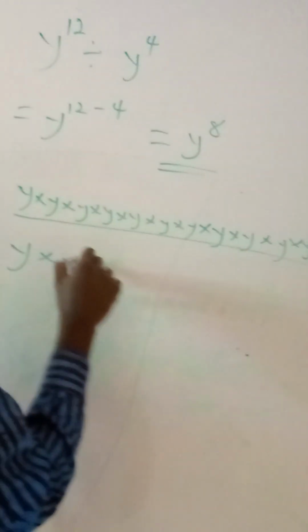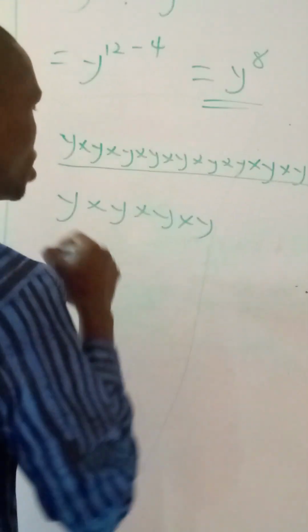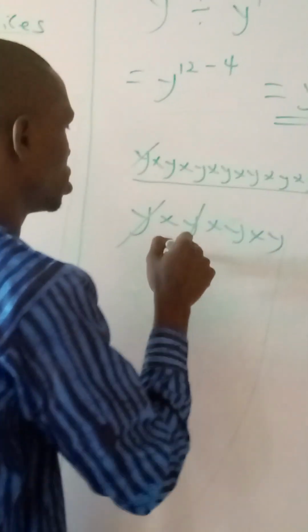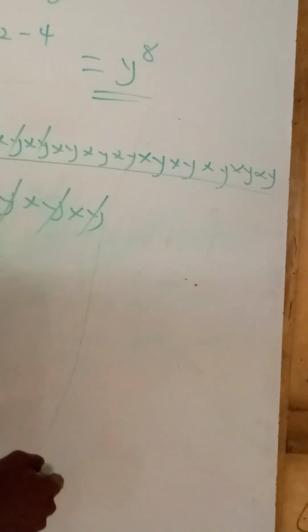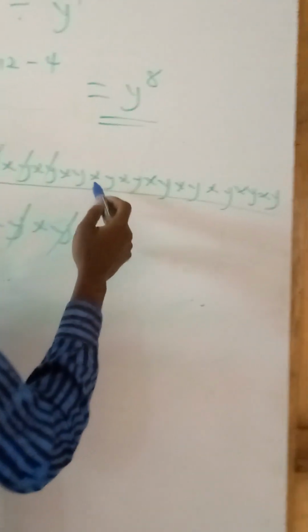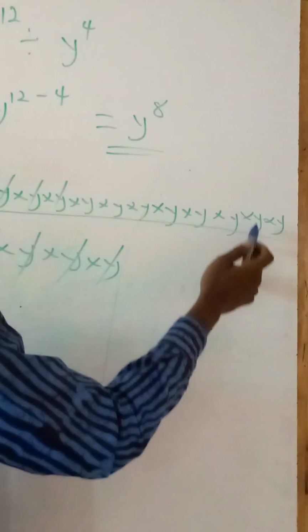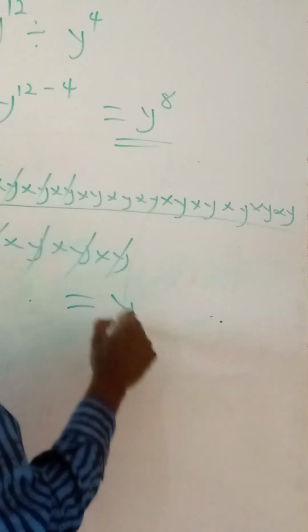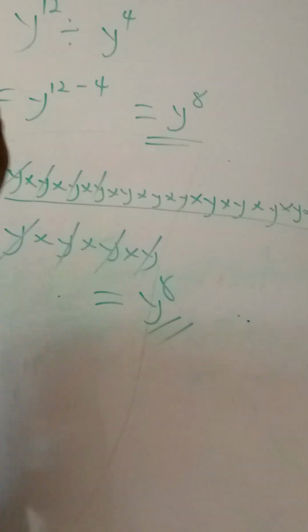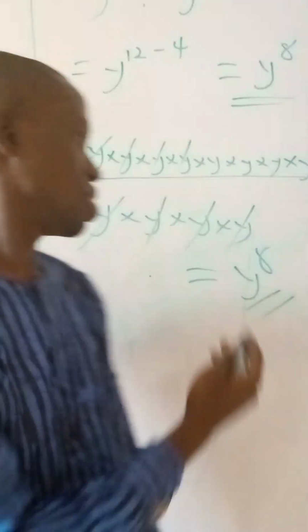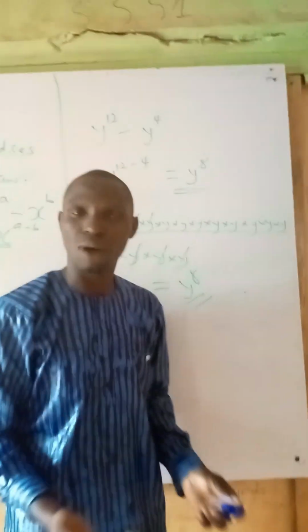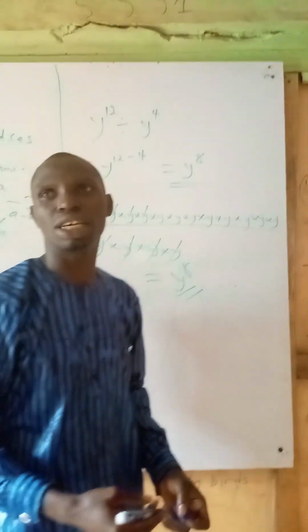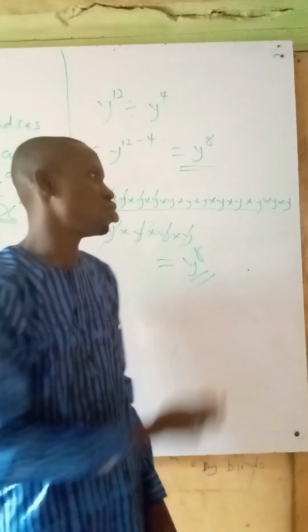Y times y times y times y. This y cancels this y, this y cancels this y, this y cancels this y, this y cancels this y. Now let's see the number of y that we have left. We have 1, 2, 3, 4, 5, 6, 7, 8. So our answer is going to be y raised to power of 8. You can see that we got the same answer, but the procedures are different. One is faster, one takes more time, and I leave you to decide.